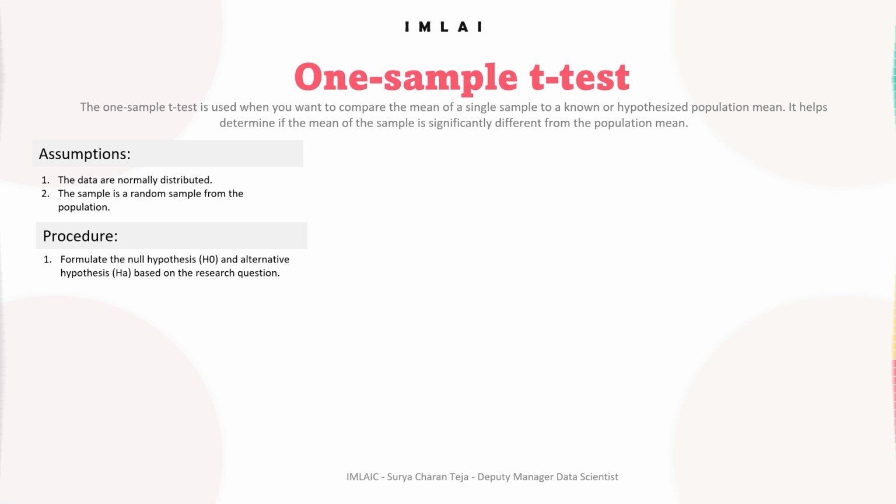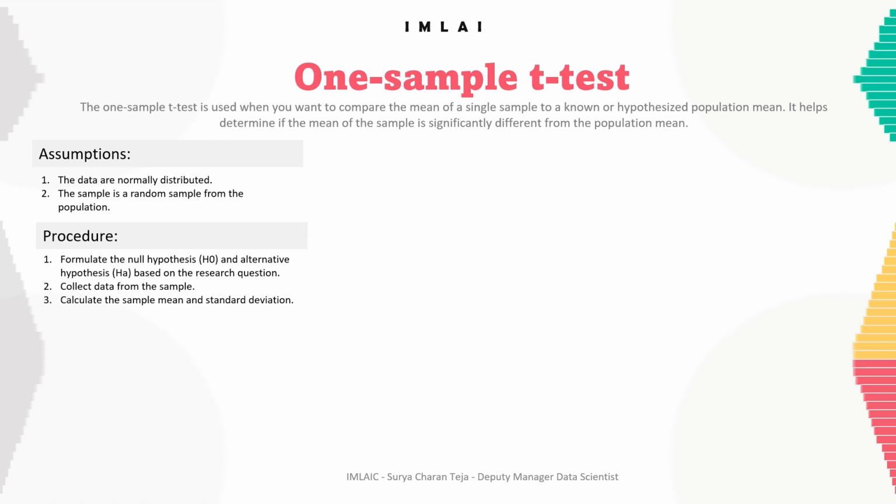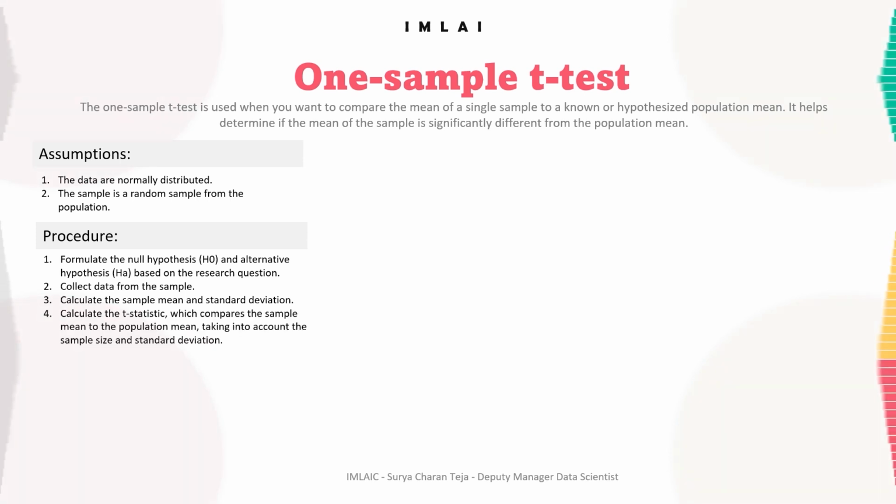Then collect the data from the sample. Then calculate the sample mean and standard deviation. Then calculate the t-statistic, which compares the sample mean to the population mean, taking into account the sample size and the standard deviation. So this determines the degrees of freedom for the t distribution.